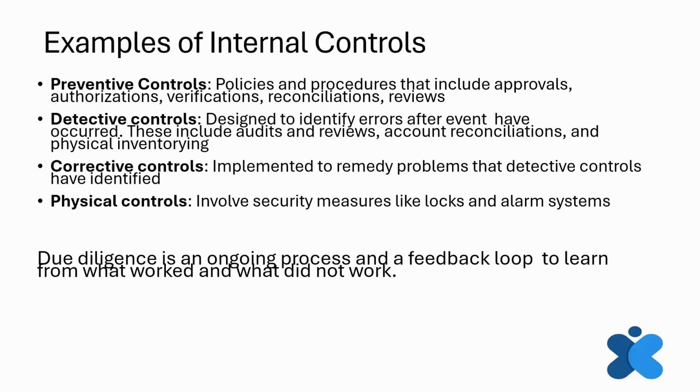Detective control is basically finding out a control deficiency during a certain audit, a physical inventory, or some kind of reconciliation that you do of your accounts or your bank. That is where you detect a control error which you had not initially thought of, because if you had thought of it, you would have included that as a preventive control.